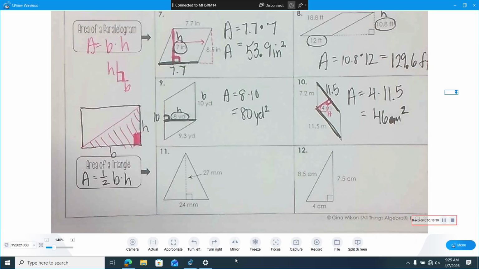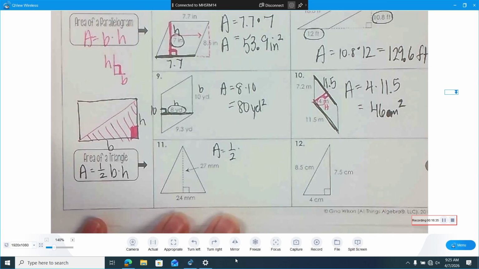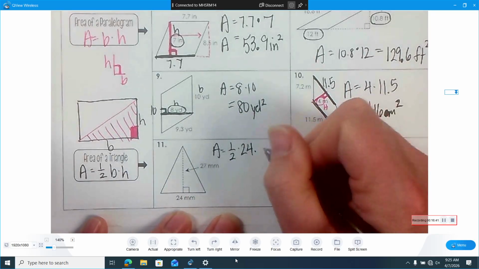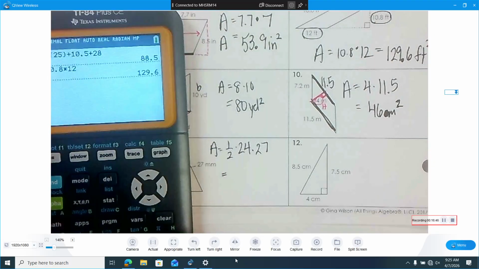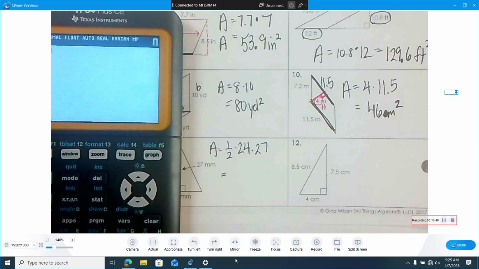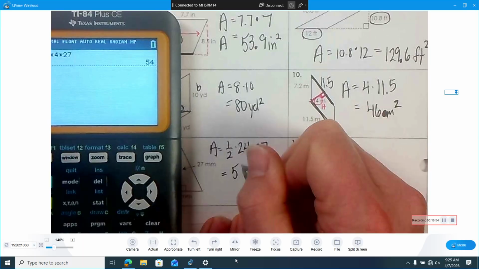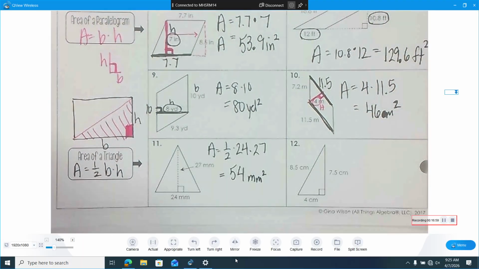So for number 11, area of a triangle is 1/2. What's our base? 24. And what's our height? 27. Super easy. So if you wanted to do that on the calculator, you could just do 0.5 for half times 24 times 27. If you wanted to do it that way, you could do that. So 54 millimeters squared. Millimeters times millimeters is millimeters squared.